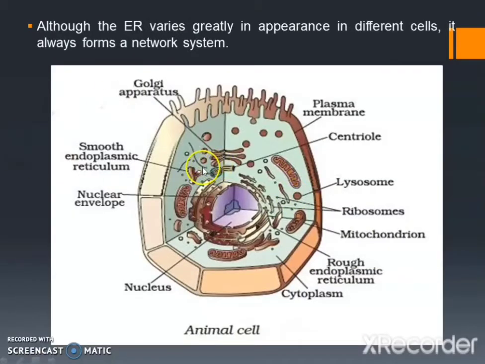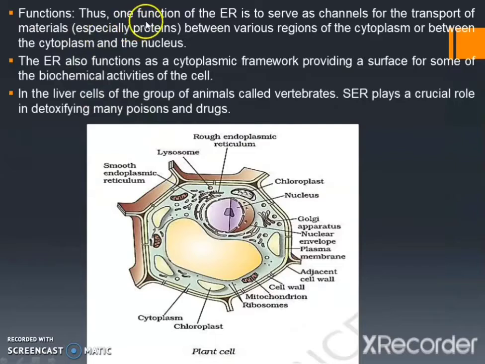And what are the functions of endoplasmic reticulum? One main function is to serve as a channel for transport of materials. They act as a channel, a pathway. Especially which material? It is the protein. And where do they transport it to? They transport it between various regions of the cytoplasm, or between the cytoplasm and the nucleus, right?